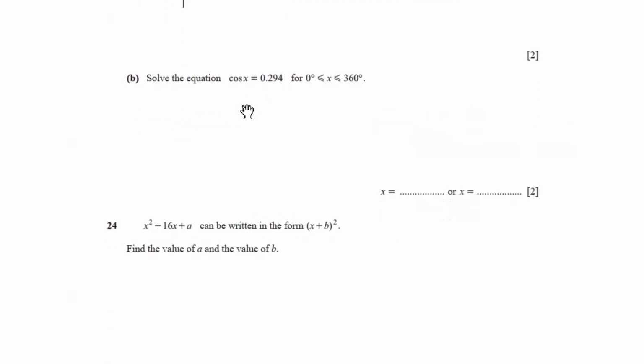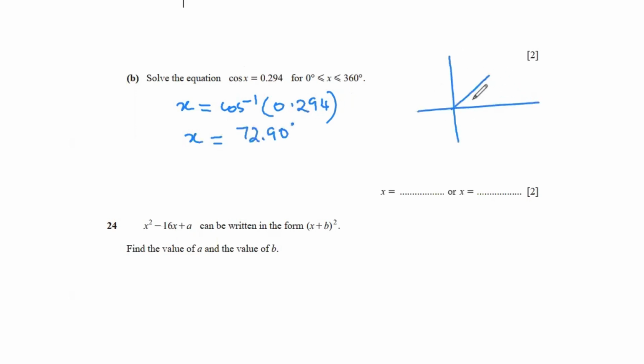Then it says solve the equation cos x equals 0.294 for x between 0 and 360. So we take cos inverse of 0.294, which is just going to give us 72.9 degrees. Now, cos is positive in the first quadrant and in the last one. So one value is 72.9. The other would be 360 minus 72.9.